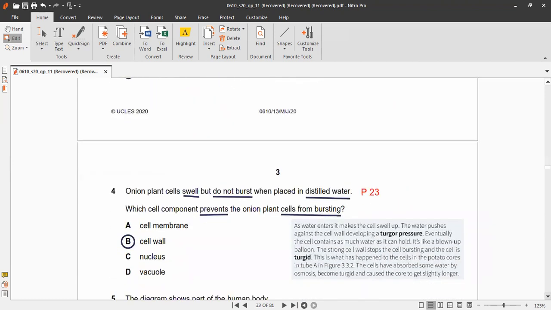Onion plant cells swell but do not burst when placed in distilled water. Which cell component prevents the onion plant cells from bursting? Yes, cell wall. The cell wall stops the cell from bursting and the cell is turgid.